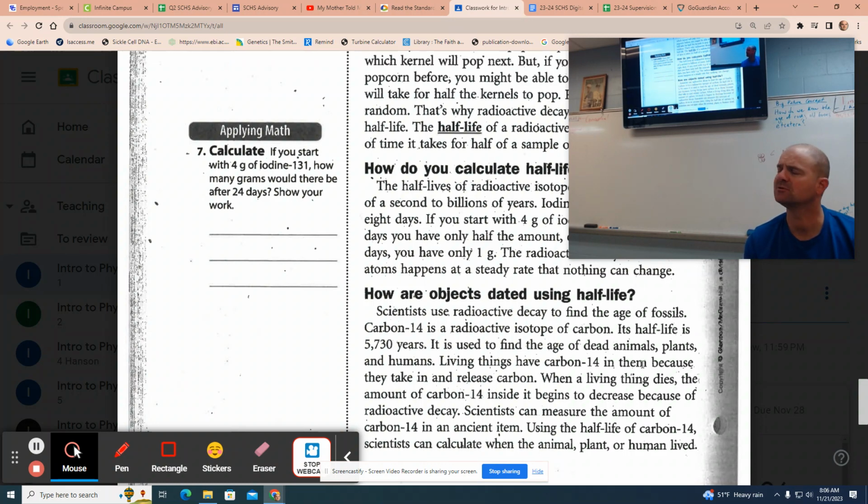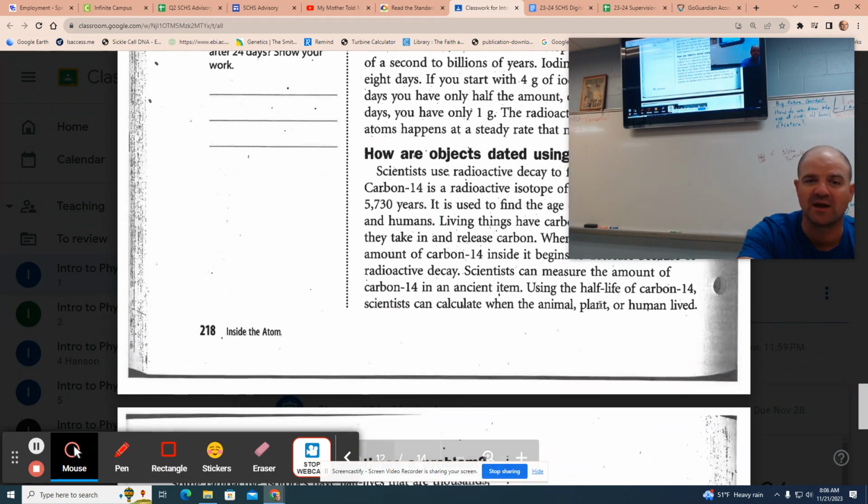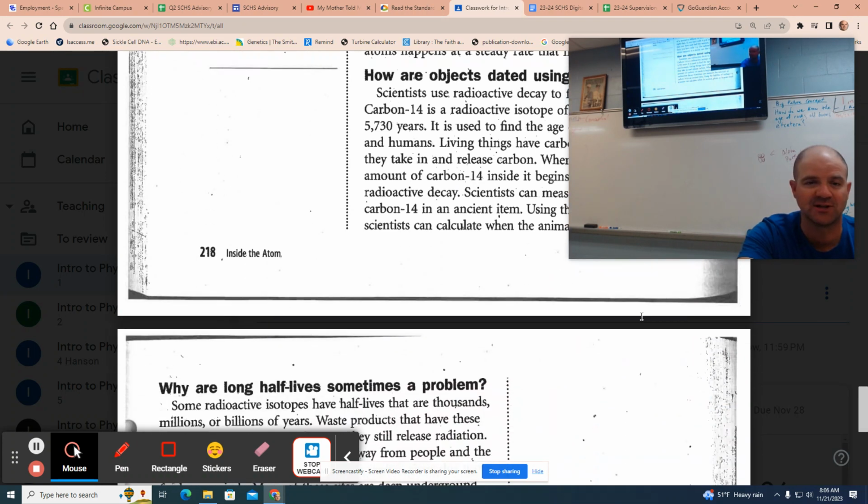Well, we're animals. Living things have carbon-14 in them because they take in and release carbon. When a living thing dies, the amount of carbon-14 inside it begins to decrease because of radioactive decay. Scientists can measure the amount of carbon-14 in an ancient item. Using the half-life of carbon-14, scientists can calculate when the animal, plant, or person lived.